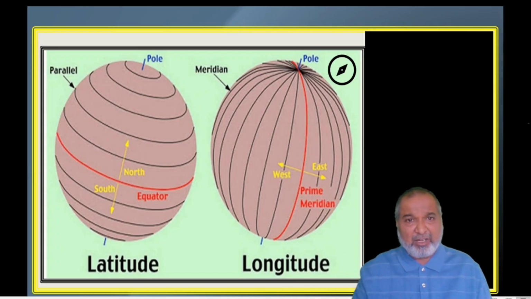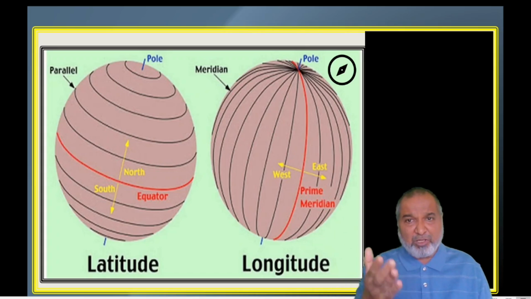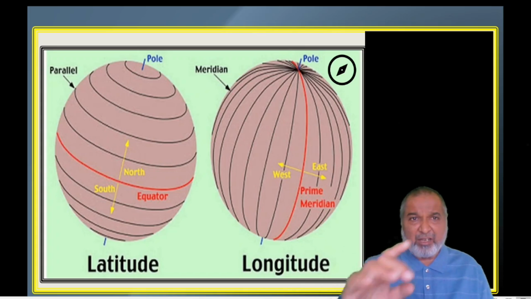Now latitudes are the horizontal ones. Latitudes run horizontally from the equator towards the pole, whether north or south. 90 degrees are there. And from the north pole to the south pole, if you draw vertical lines, these are called longitudes. And the center zero passes through Greenwich, that is London. So these are the lats and longs. All these are imaginary lines, remember.